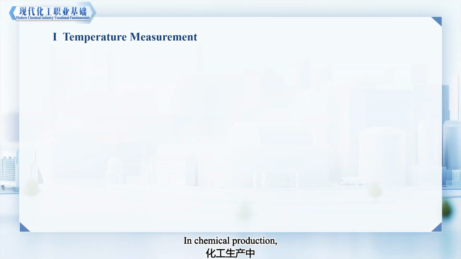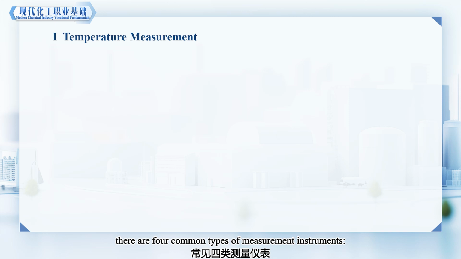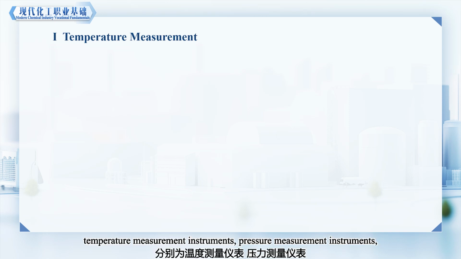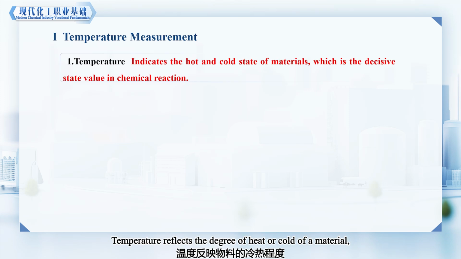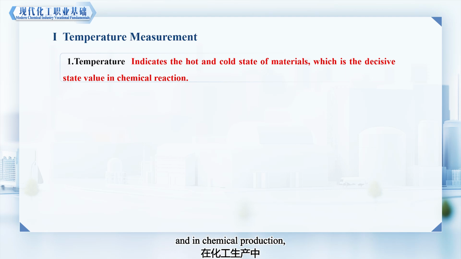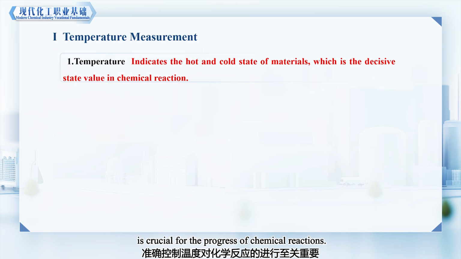In chemical production, there are 4 common types of measurement instruments: temperature measurement instruments, pressure measurement instruments, level measurement instruments, and flow measurement instruments. First, temperature measurement. Temperature reflects the degree of heat or cold of a material, and in chemical production, accurately controlling temperature is crucial for the progress of chemical reactions.